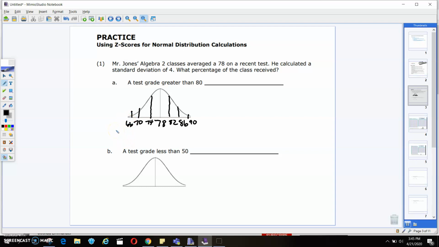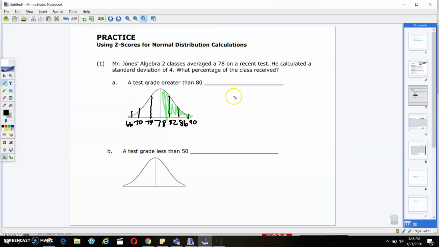So our question asks, a test grade greater than an 80. So if I was looking at this, I want a test grade that's greater than 80. That's 80 that's going to fall in here, and all of this space. Well, I've got to figure out what this percentage is. So here's how you do it. You have to find the z-score and then use the z-score table to help you find that.